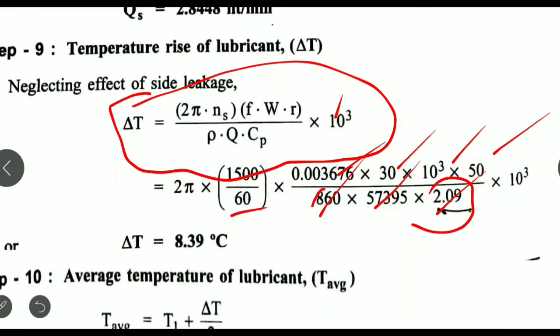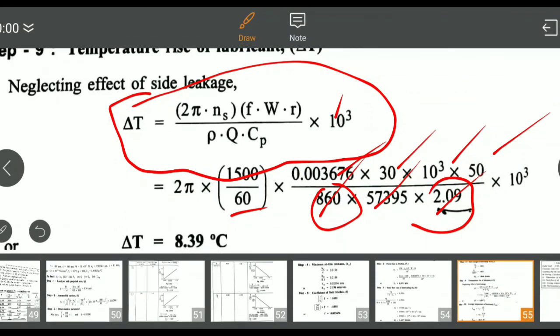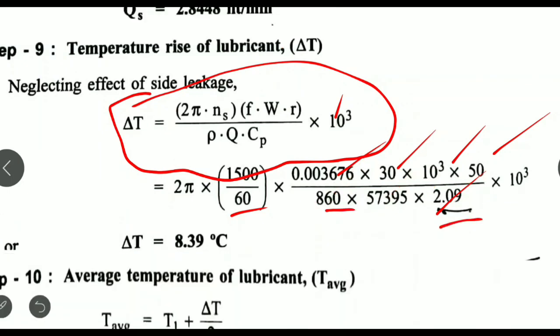I think I'll just check the values they have given. The rho value is 860 kg per meter cube. So same value we need to take, that is the value of rho density. Okay. So after putting this is very important. 860 and 2.0 into 10 raised to 3 will get the temperature rise, delta T 8.39.